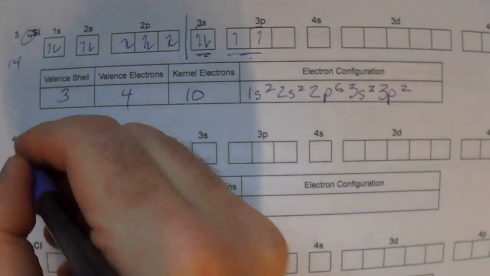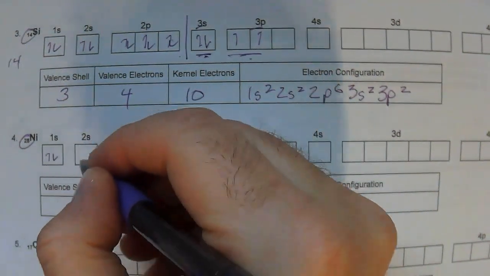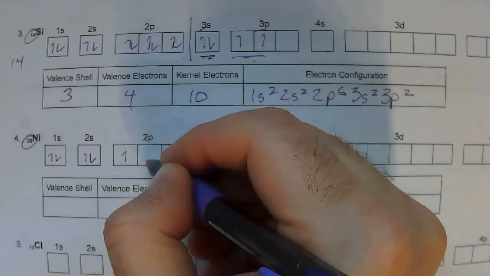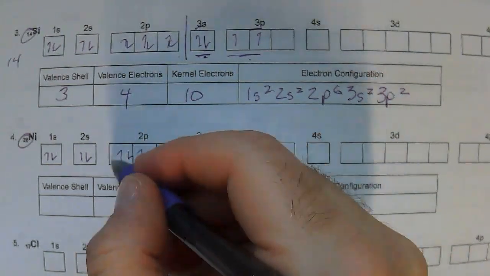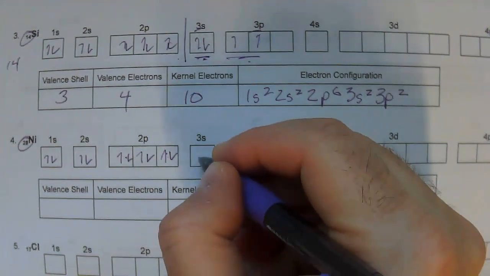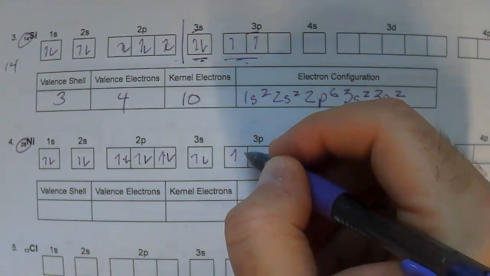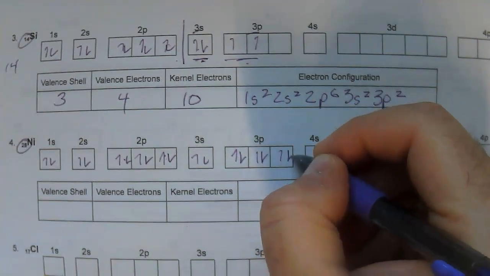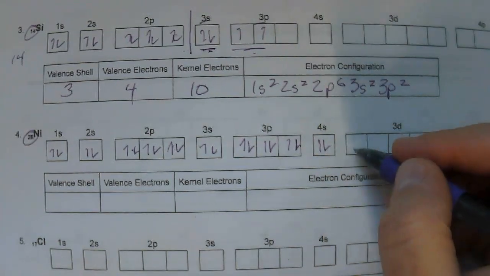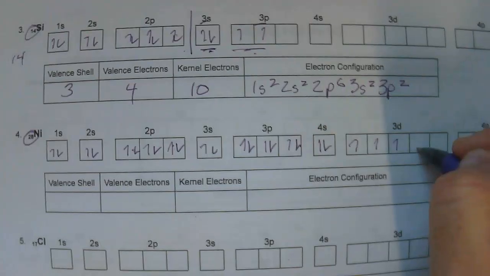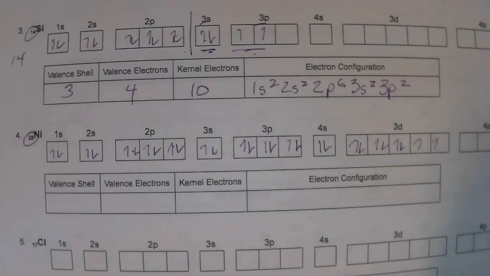Okay, now nickel. Now we have 28 electrons. So again, we're going to go 1, 2, 3, 4. We're going to do the p's one at a time. That's 7, 8, 9, 10. And then after we fill them one at a time, we're going to go back and double them up. 11, 12. Now we're going to go to the p's and do the same thing. That's 15, 16, 17, 18. So now we have 10 more to go. 19, 20, 21, 22, 23, 24, 25, 26, 27, 28.